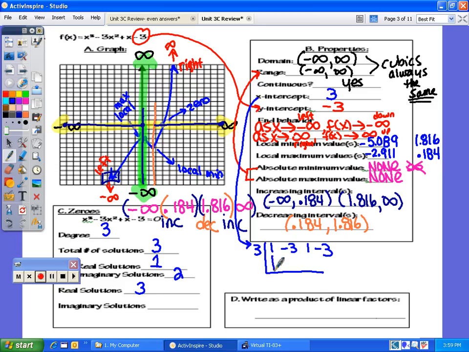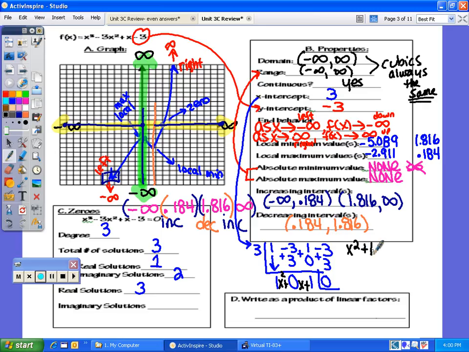And then I start. Bring down the 1. 1 times 3 is 3. Add them, I get 0. 0 times 3 is 0. Add them together, I get 1. 1 times 3 is 3. Add them together, and just like I want, I get a remainder of 0. So if I work backwards, this is my constant, this is x, and this is x squared. So put it all together, you get x squared plus 1.